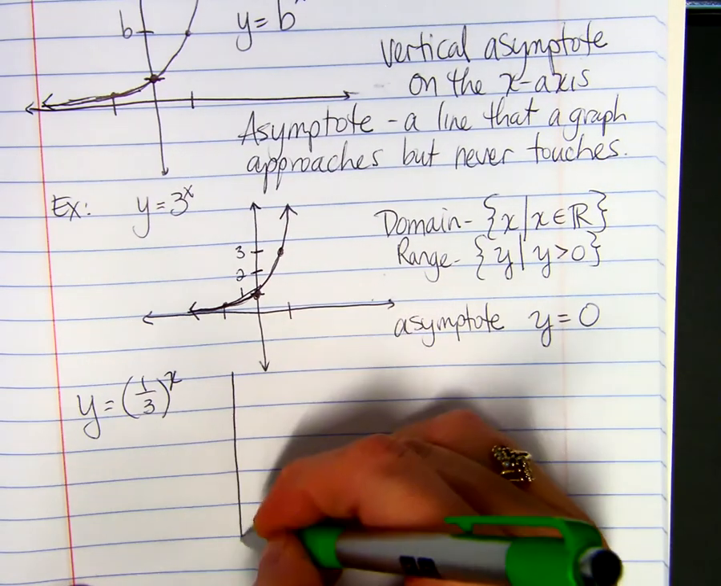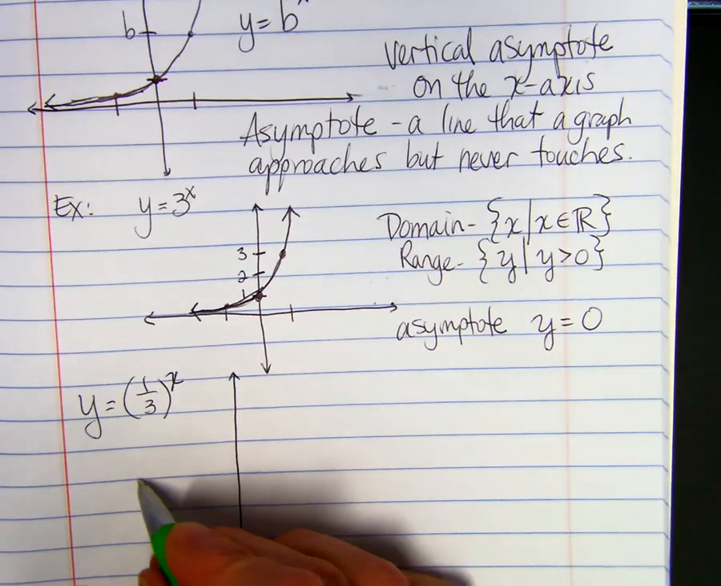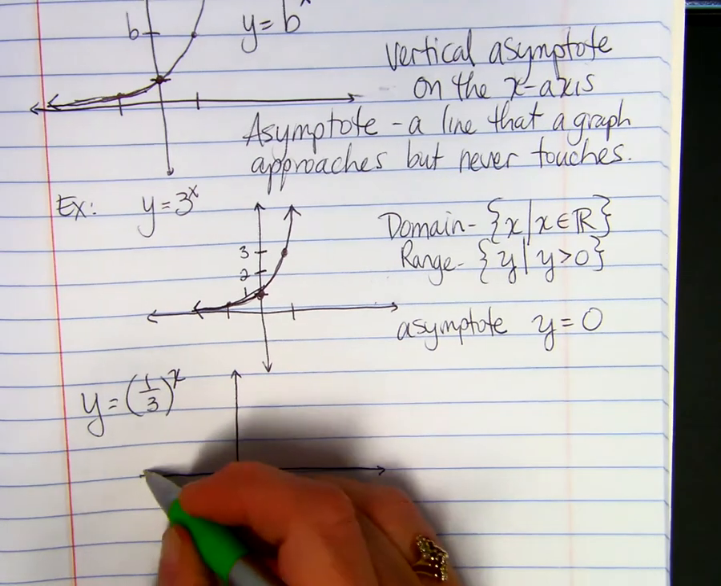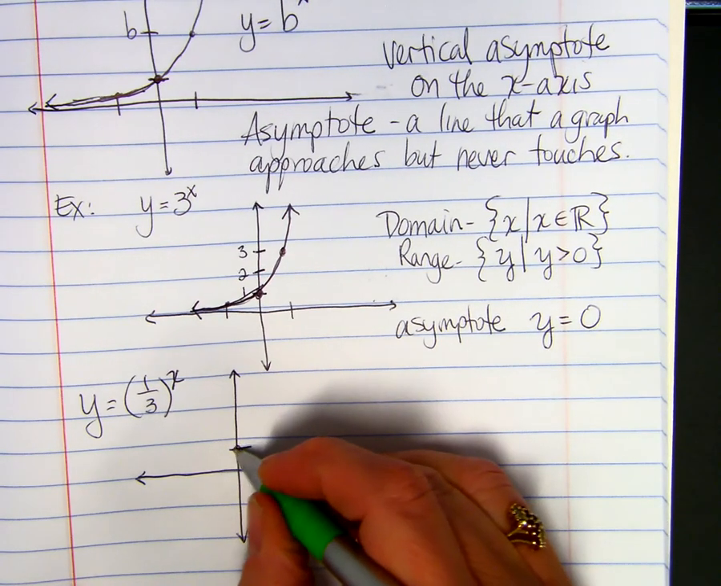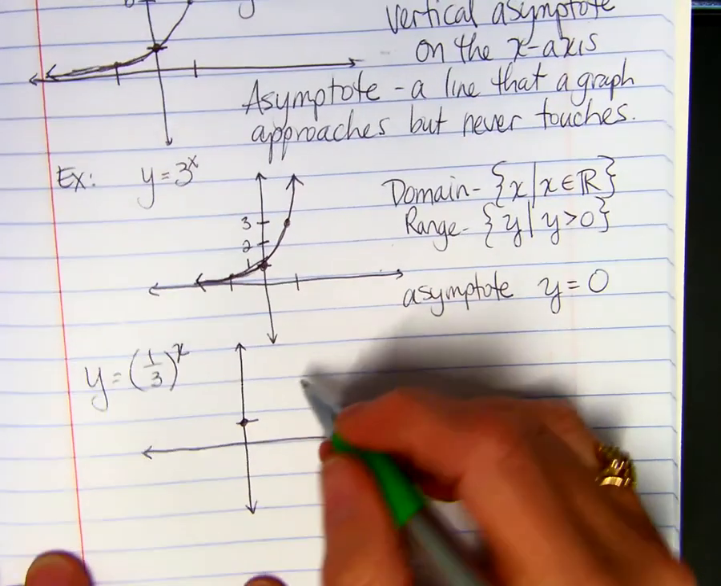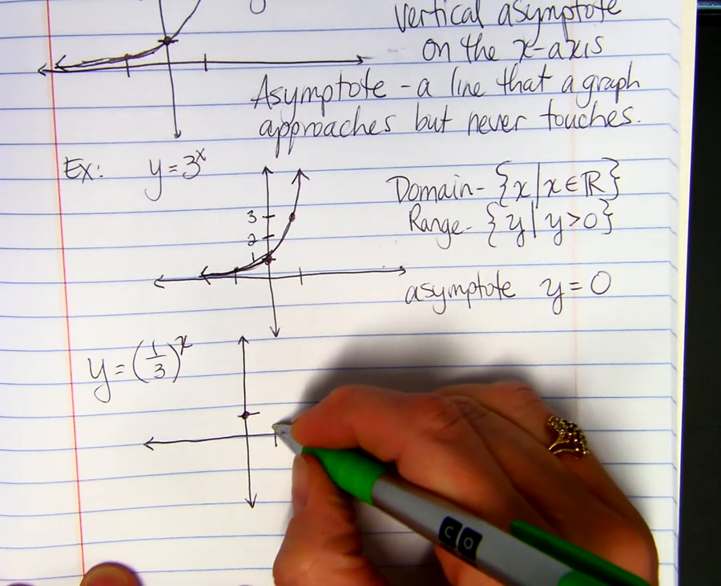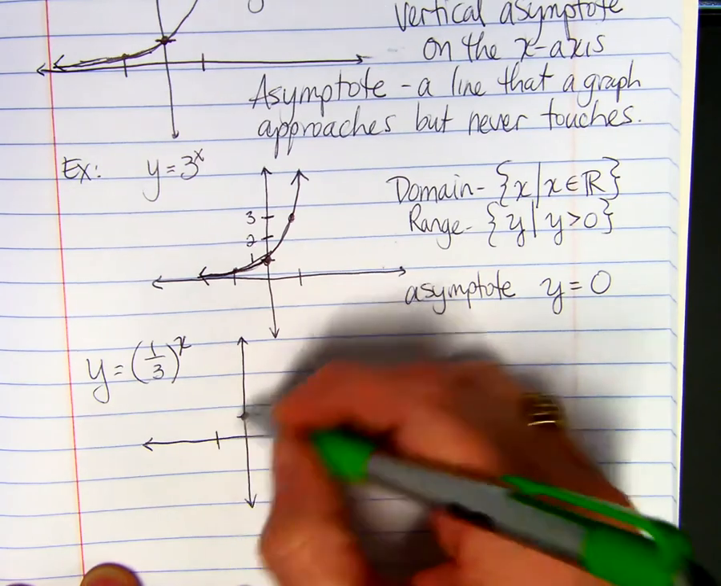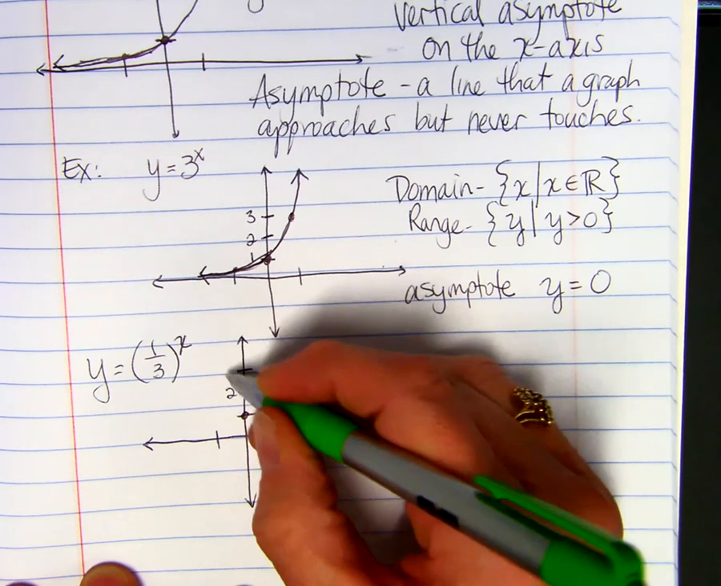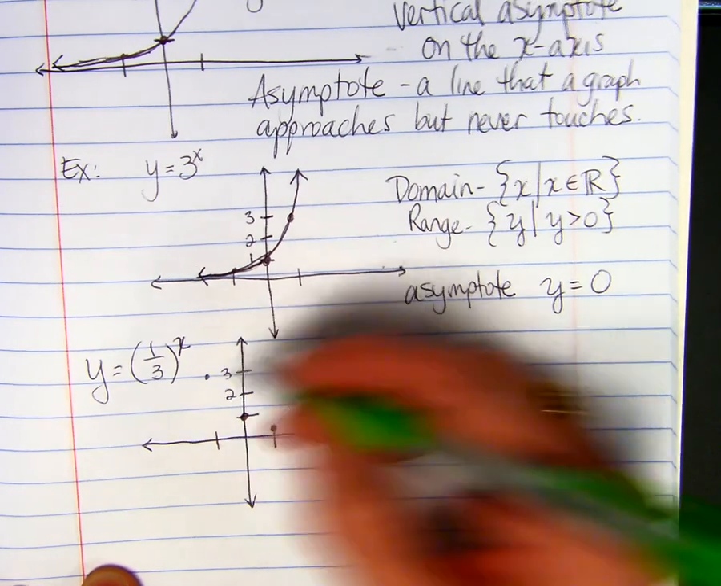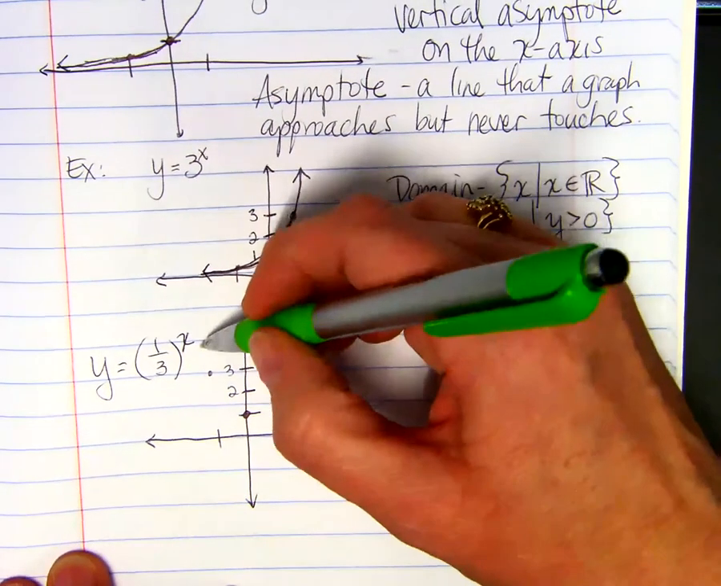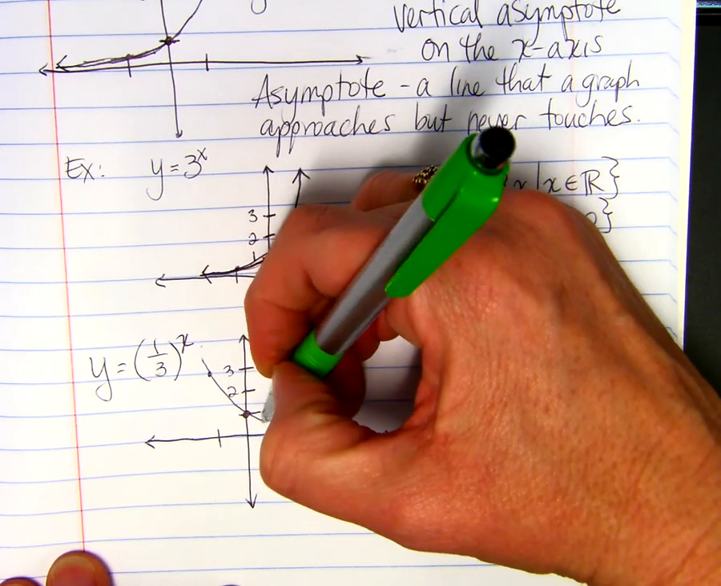Yeah. So to graph this one, if x is 0, we know that y will be 1. If x is 1, in this case, y will be 1/3. And if x is -1, then y will be 3. So then it goes basically the other way.